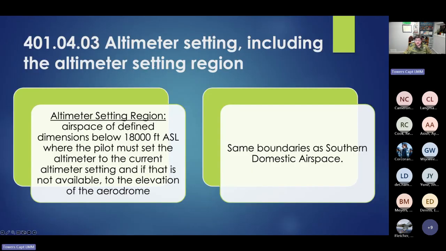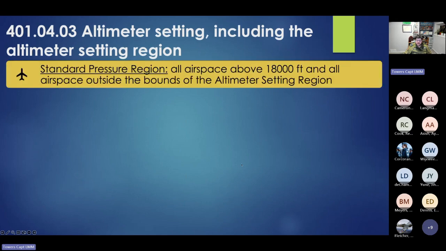All right. Let me know in the chat if there are any other questions about the airspace, and we'll get into the altimeter setting and the altimeter setting region. So the altimeter setting region is an airspace of defined dimensions below 18,000 feet above sea level, where the pilot must set the altimeter to the current altimeter setting, and if that is not available, to the elevation of the aerodrome. It has the same boundaries as the southern domestic airspace.